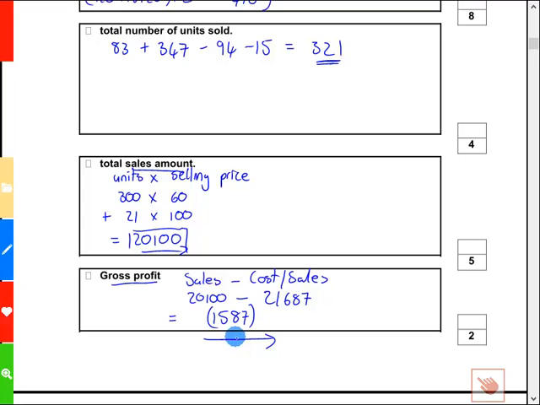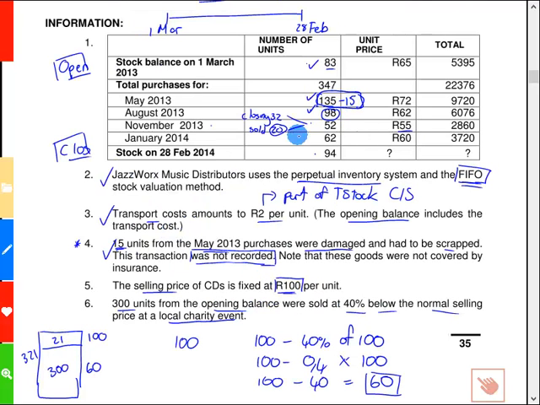Okay, that was question 1. 35 marks. And the trick that you had to know here was all about the first in, first out. That the first batches that come in will be the first ones that are sold. Okay, and so our cost of sales will be made up of the first batches that were sold, and our closing stock will be made up of the last batches because they will not yet be sold. Excellent.